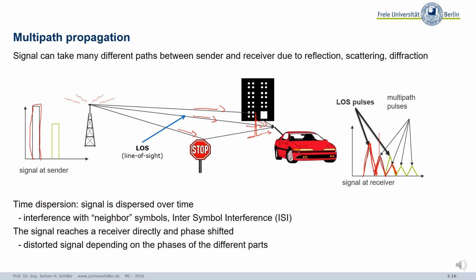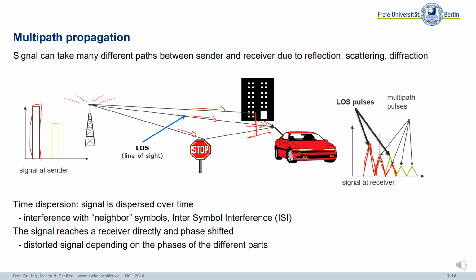In real life, again, we have many of these paths. So what happens is we have this nicely shaped signal at the sender, and at the receiver, we have some kind of smeared out, not really nice signal. And hopefully we can still receive something.